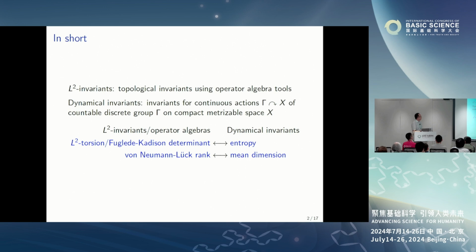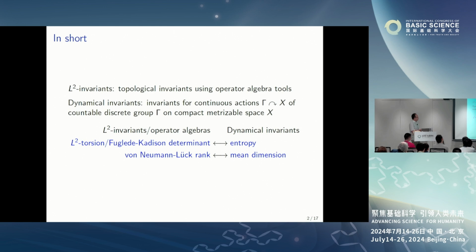So in short, what we want to look at here is L2 invariants, which are based on operator algebras, and dynamical invariants on the other side. Of course, on each side there are many invariants and properties. So the ones we are looking at here, on the L2 invariants side, we are going to look at the L2 torsion, which is based on the Fuglede-Kadison determinant in operator algebras. On the dynamical side, we will see that we have topological entropy, and they correspond to each other.